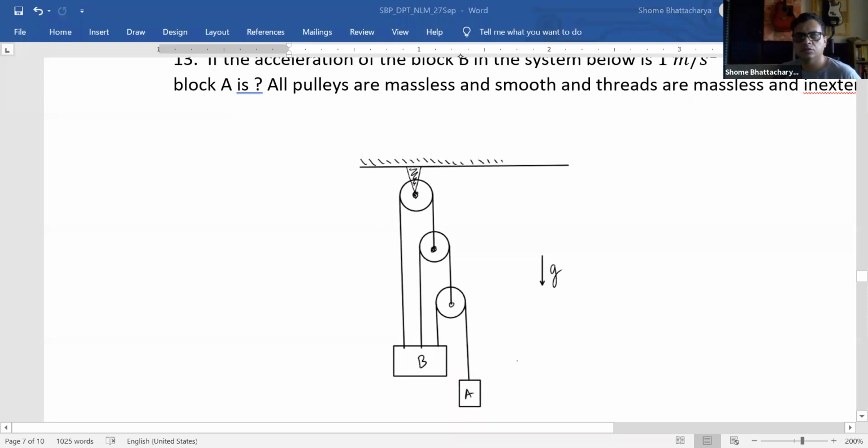Start with this. If the tension in this string is T, then it's acting like this. Now this pulley P1 is a massless pulley, so that immediately shows that the tension in this string, let's say T prime, will be 2 times T. That's your first equation. Now T prime is acting like this, whereas at this point there was T. And this pulley P2 is also massless.